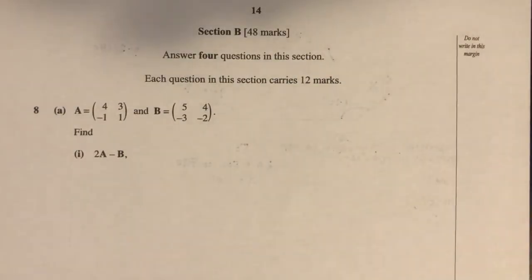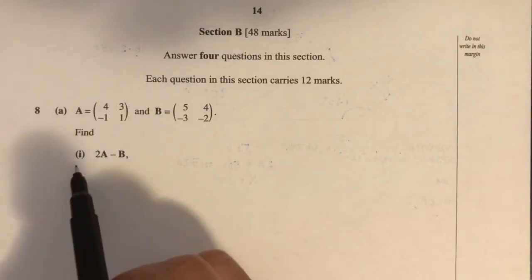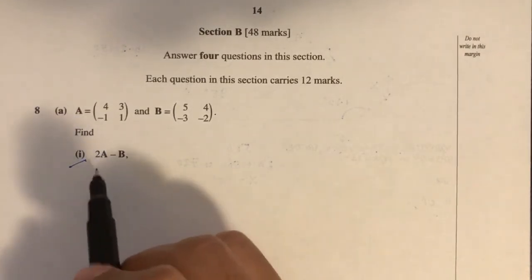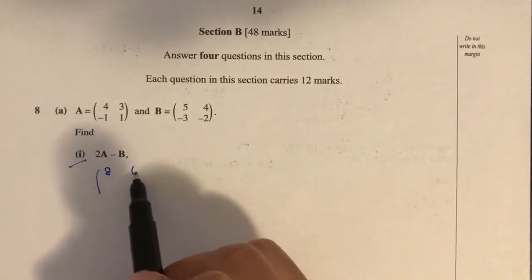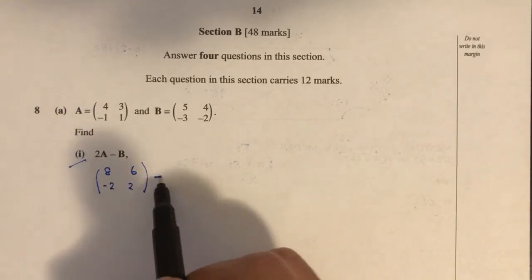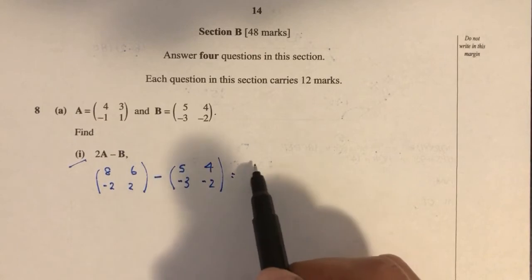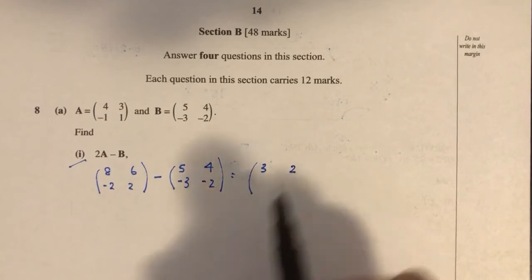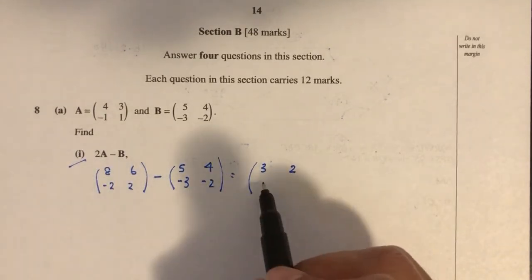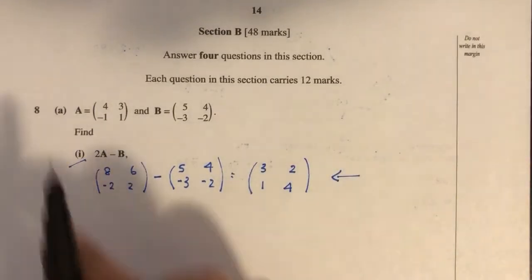And this will be question number 6. Question number 8, part A. Here we have A and B. This is matrices. We have to find 2A minus B. So pretty easy. We first have to multiply A by 2. We will have 8, 6, minus 2 and 2. Minus B will be 5, minus 3, 4, and minus 2. So 8 minus 5 will be 3. 6 minus 4 is 2. Minus 2 minus 3 will be 1. And 2 minus 2 will be 4. This will be your answer for part 1.